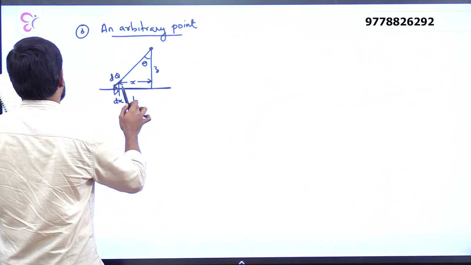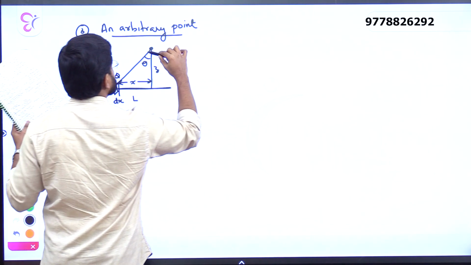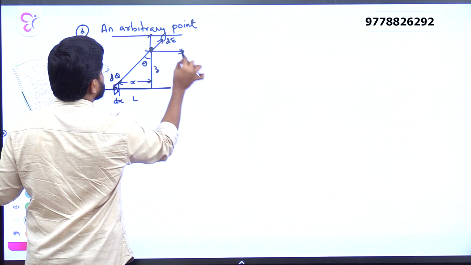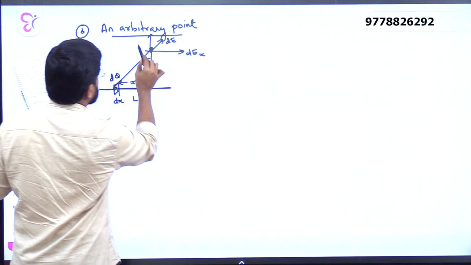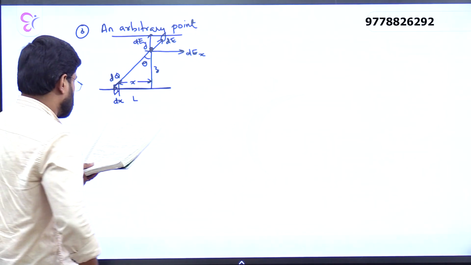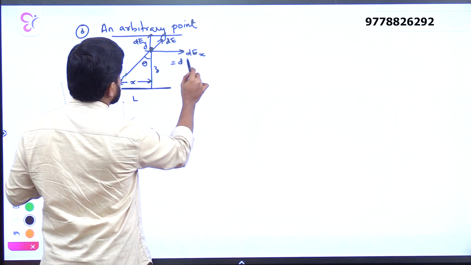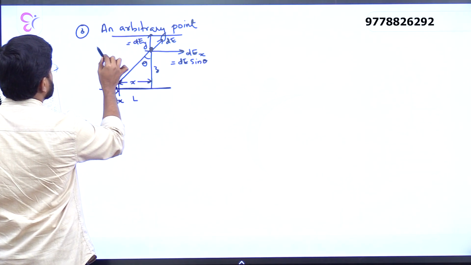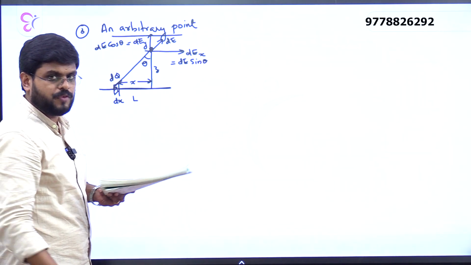If I place +1 coulomb here, it is repelled. So this is dE, and it can be resolved into two components: dEx, the x component, and dEy, the y component. What is dEx? dEx is equal to dE sin theta. And dEy is equal to dE cos theta. That you know obviously.